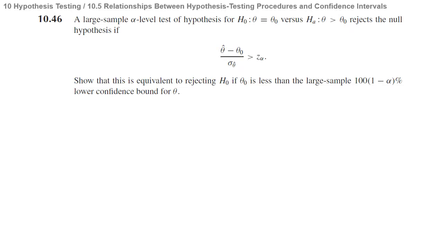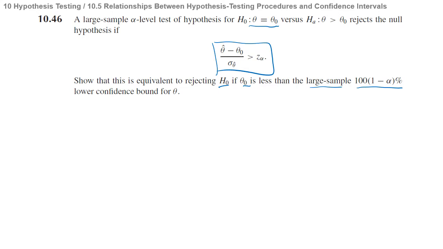Previously, we learned about the two-sided case, and let's think about the one-sided case. Actually, this is from exercise problem 10.46. A large sample alpha level test of hypothesis for H0: zeta equals zeta 0, and H alternative: zeta is greater than zeta 0. Reject the null hypothesis if this is true. Show that this is equivalent to rejecting H0 if zeta 0 is less than the large sample 100 times 1 minus alpha percent lower confidence bound for zeta.